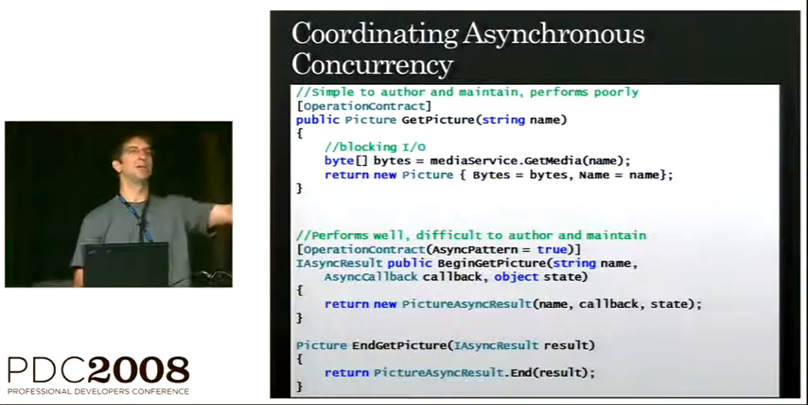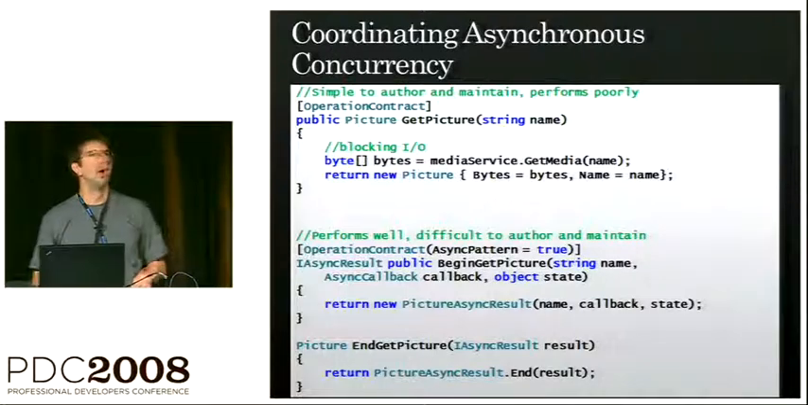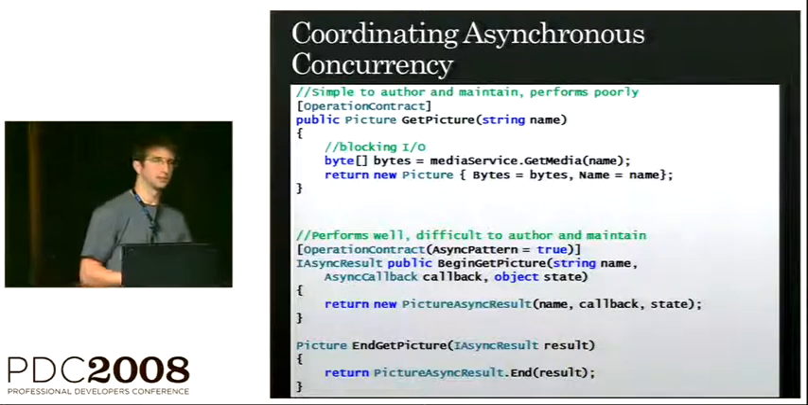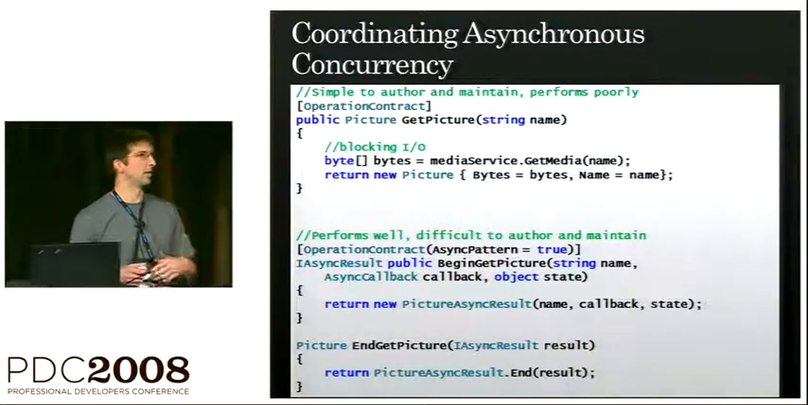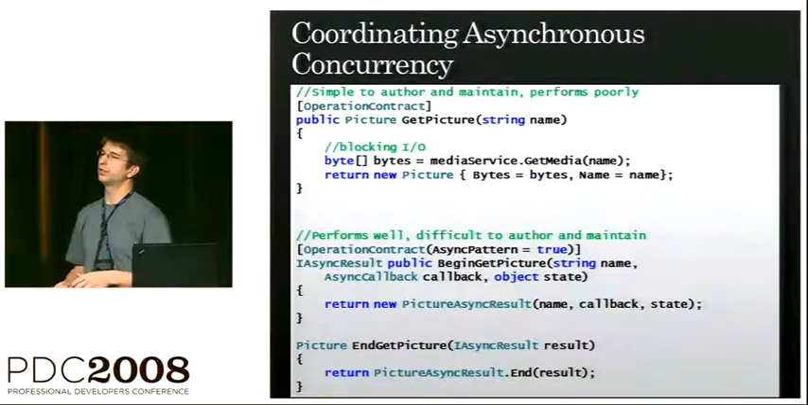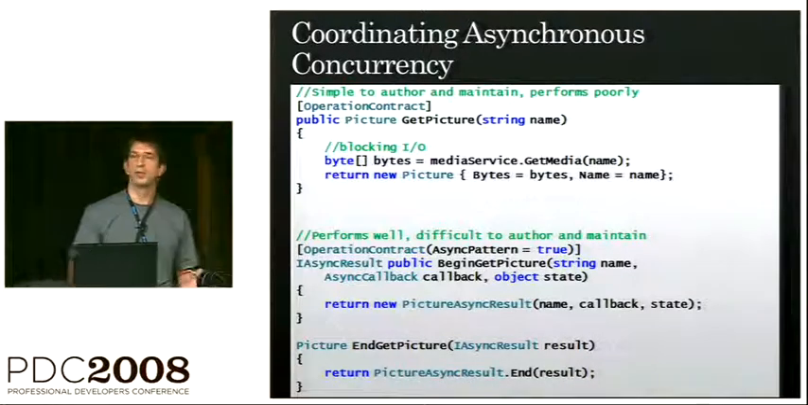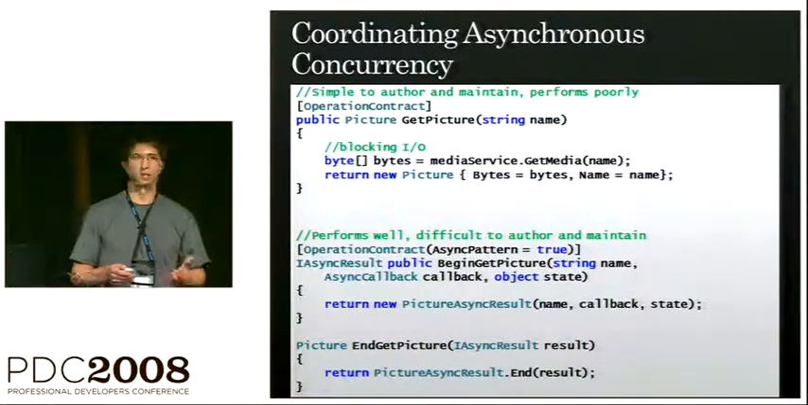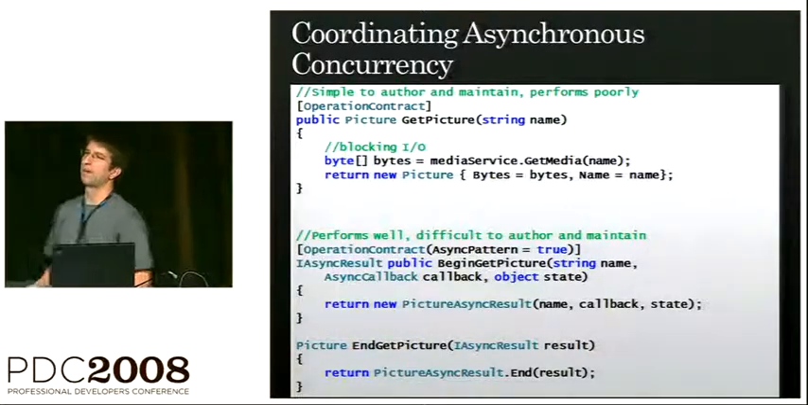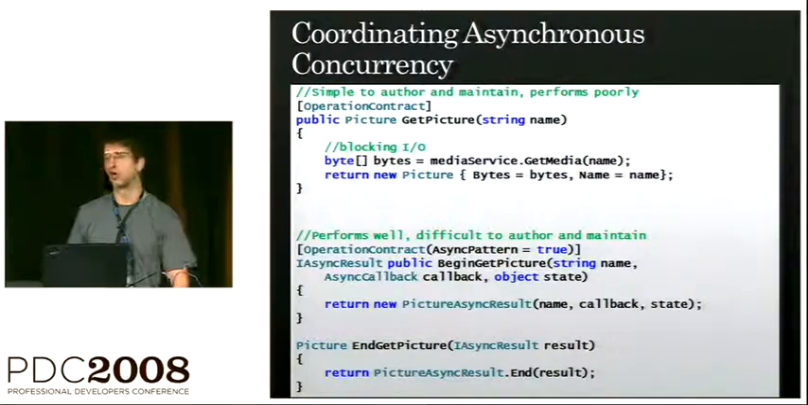You can have a simple authoring model that doesn't perform that well, or you can bite off a bunch of complexity, bury the logic of your service in an async result, and get the perf that you want, but sacrificing the maintainability of your code. In this first example, you can see that I'm using this blocking I/O call, which performs poorly, but keeps the service simple to author, simple to maintain. In the second example, I'm getting the performance that I want, but I've buried the logic of my service in a bunch of complex async coordination code.